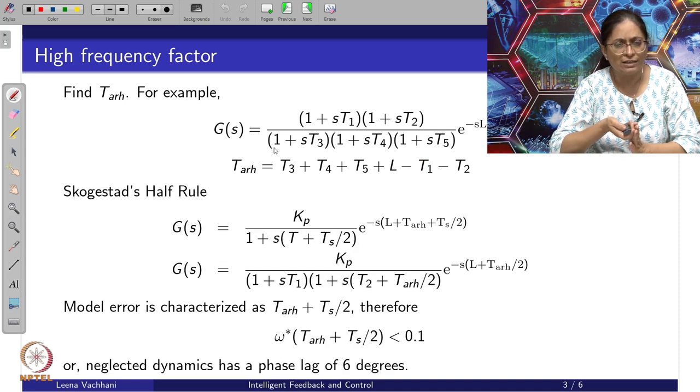So Skogestad's half rule says that once you have identified this T sum, we can get the approximated transfer function. If it's a first order time delay system approximation, we can do it this way by applying this kind of formula. We will look into an illustration of how to apply this rule shortly. Similarly, if we want to represent the system as a second order time delay system, then this comes out to be the formula.